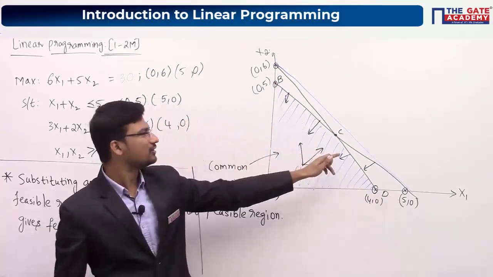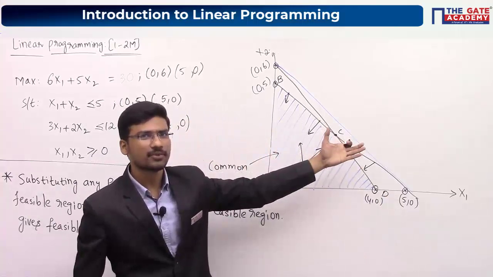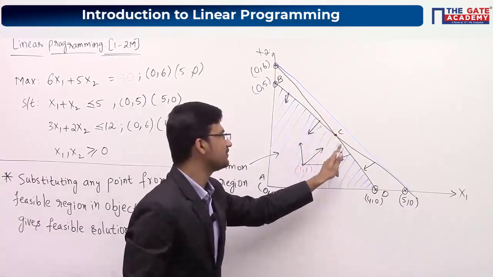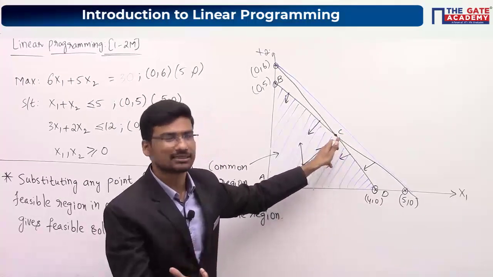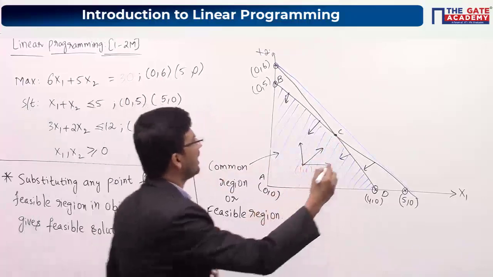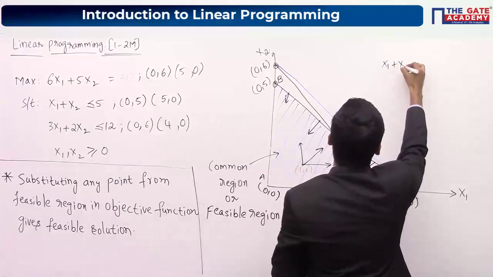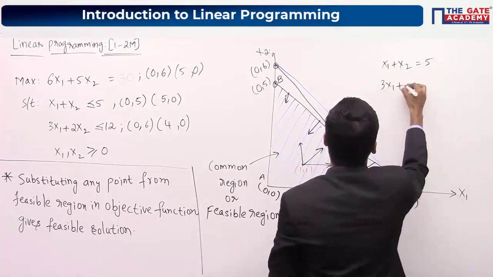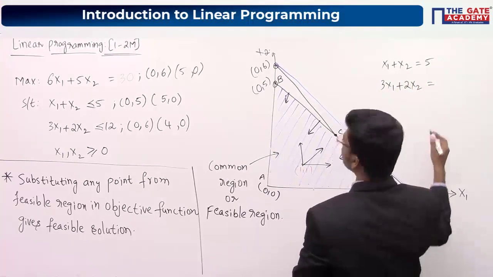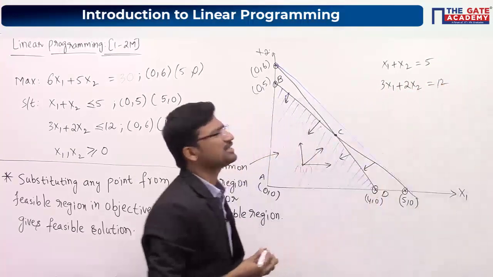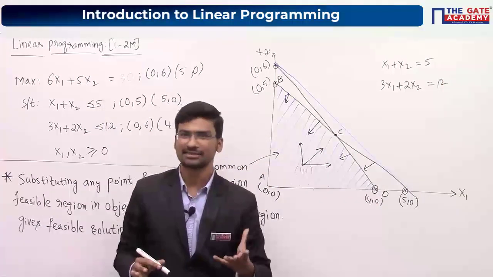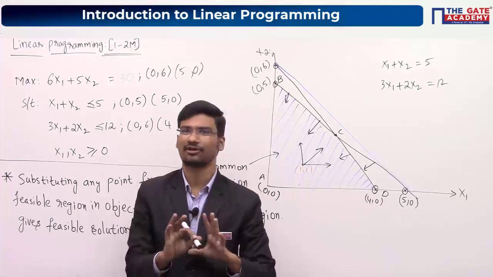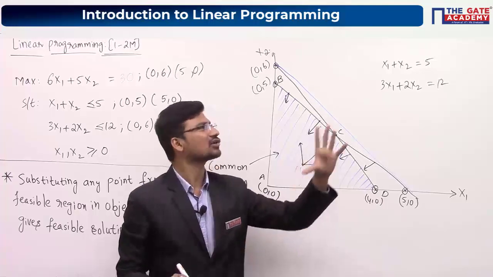Now how to find out this particular point, point C? Just solve these two straight line equations. You will get this intersecting point. Basic mathematics. So what are these two straight line equations? x1 plus x2 is equal to 5 and 3x1 plus 2x2 is equal to 12. To solve these two equations, please don't use your calculator, because maybe using those you can solve the equations, but using virtual calculators you cannot solve the equations. So just try to solve these equations manually.